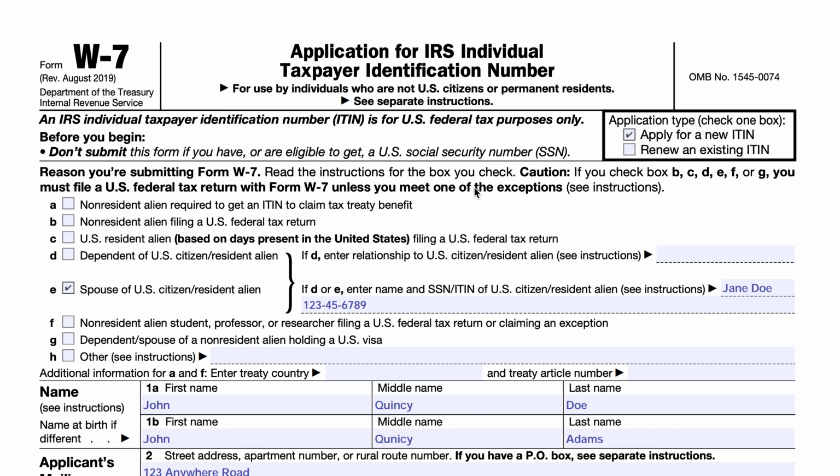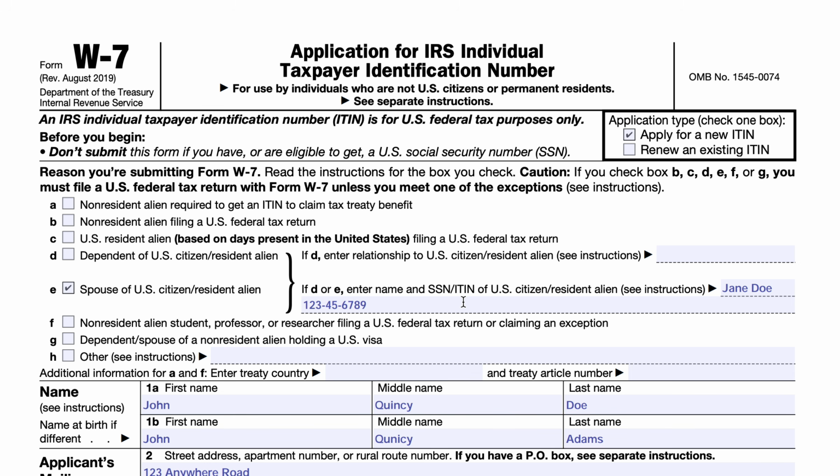We'll only go through one scenario with our hero, John Doe, who's filing a Form W-7 because it turns out that his wife is a U.S. citizen. So he checked box E, and then he listed his wife's name, Jane Doe, and here's her social security number. However, there are other reasons you might file this form.